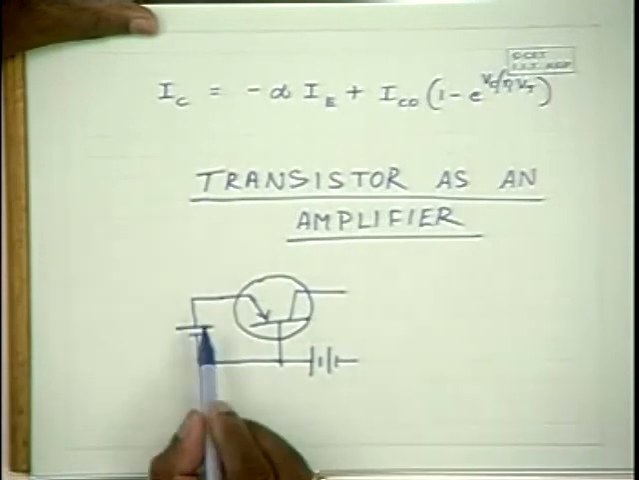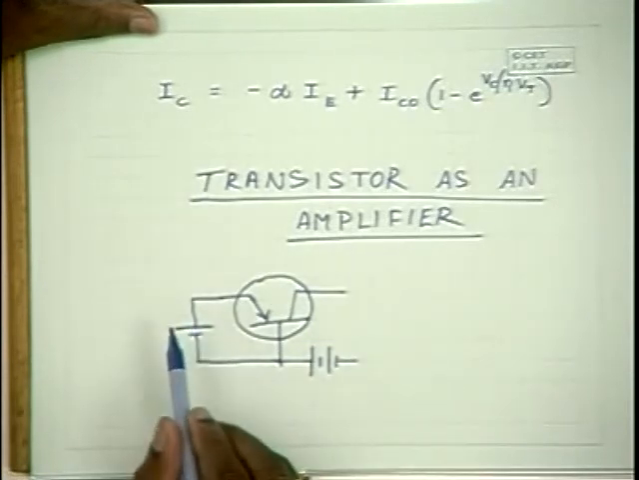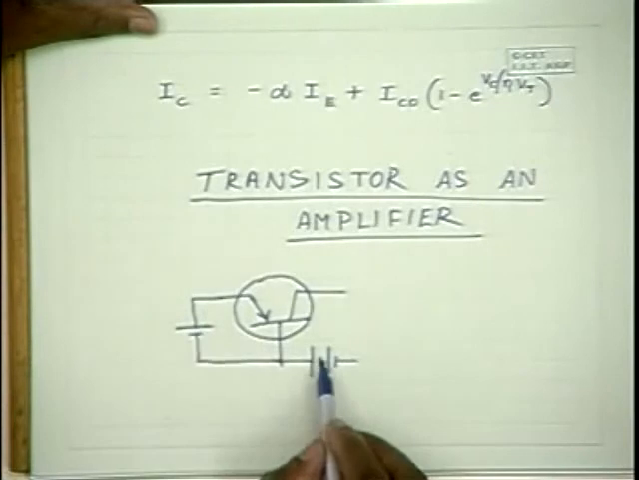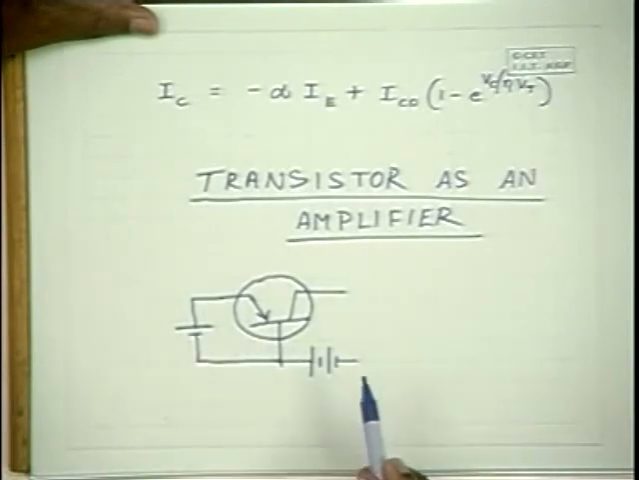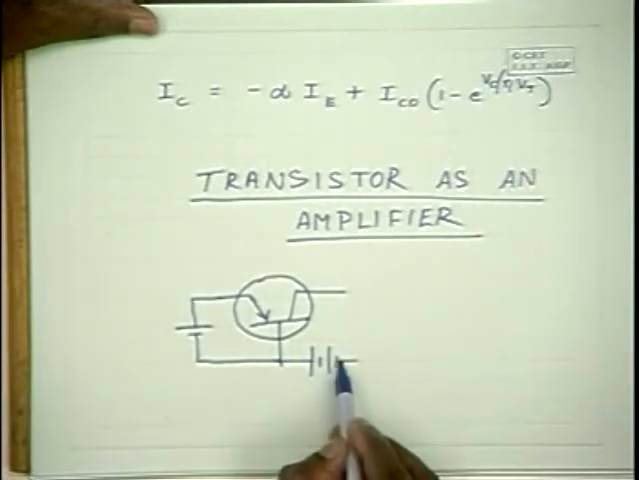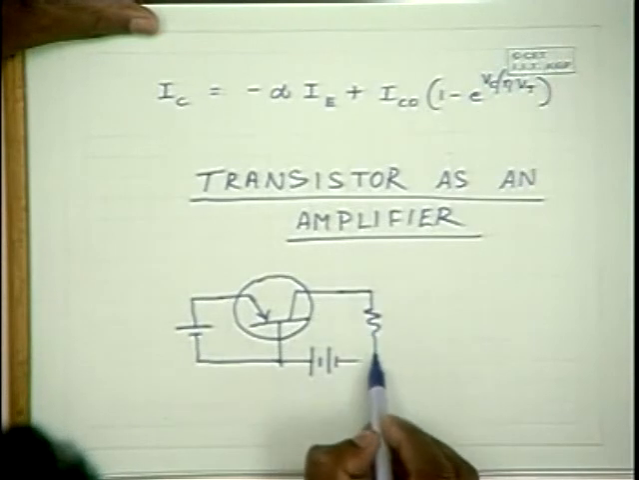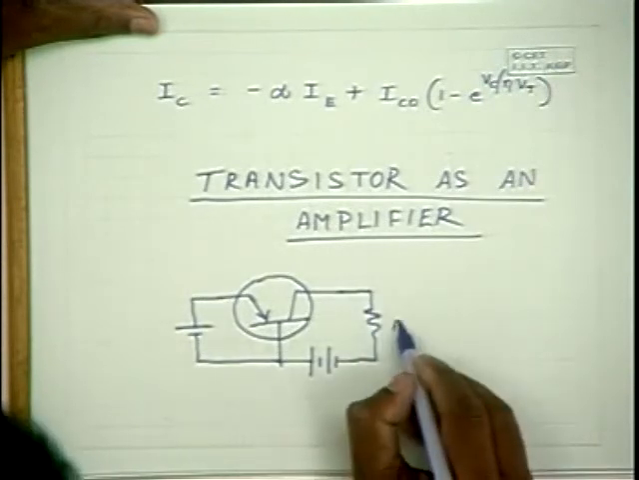Normally the forward potential is very small, of the order of about 0.6 volts, because it is a PN junction here. Therefore it is indicated in this fashion, as shown here. And the reverse potential is usually high, which is typically 5 volts or 10 volts. So we apply a large reverse potential over here. And let us use a load here, load resistance RL.